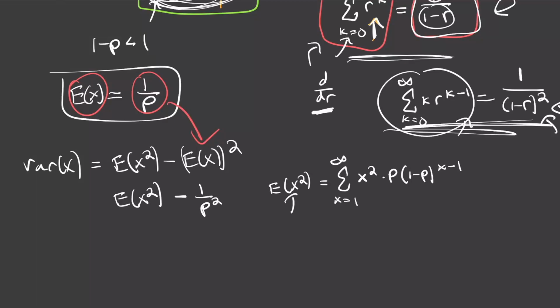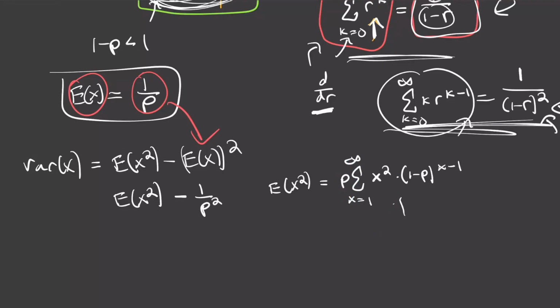Now, here's the definition of expected value. The expected value of x squared is the sum over all the possible values that x can take of x squared times the probability of that value occurring. We know that this is our p-m-f for the geometric. Okay, so now we can use the exact same strategy that we did to calculate the expected value of x. First of all, I can just pull out my constant because it's constant with respect to my iterator.